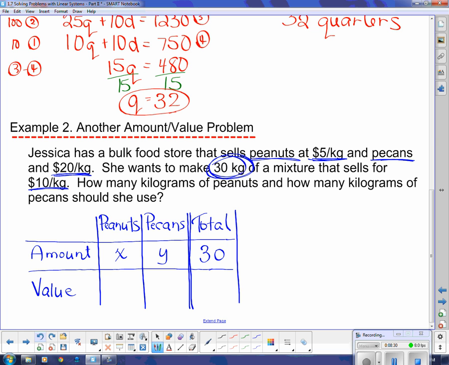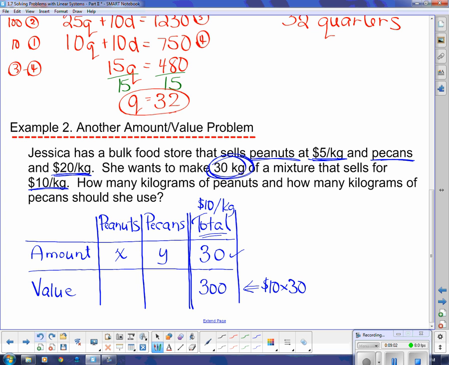Now, the problem is I don't have a total price, but I do know that this last mixture, this total, sells for $10 per kilogram. So if that mixture sells for $10 per kilogram and there's 30 kilograms of it, then I need to do $10 times 30 kilograms. So I've got $300 worth of the mixture.